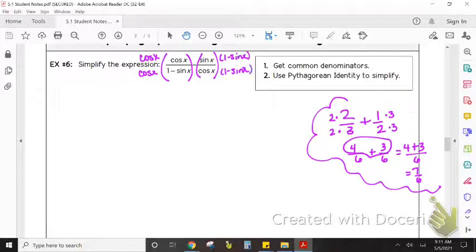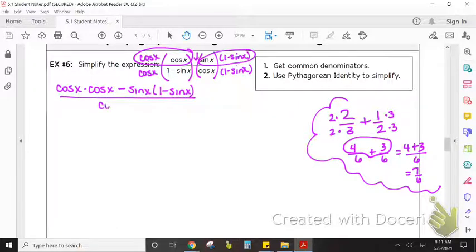All right, so what I'm going to do now is just rewrite what I have. I'll make it one big fraction now, but I'm not actually going to work anything out except to combine the fractions. So I'm just going to write it out. Cosine of x times cosine of x. Then there's a minus sign there. Then over here we have sine of x times 1 minus sine of x. All over our common denominator, which is just that cosine of x times the 1 minus sine of x.